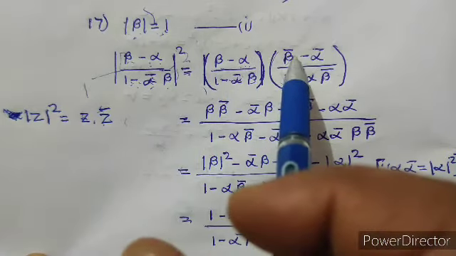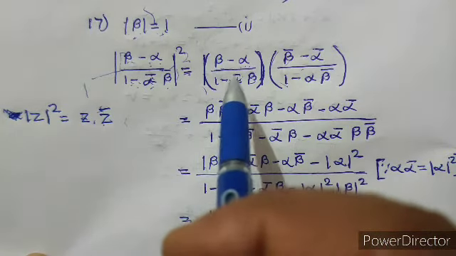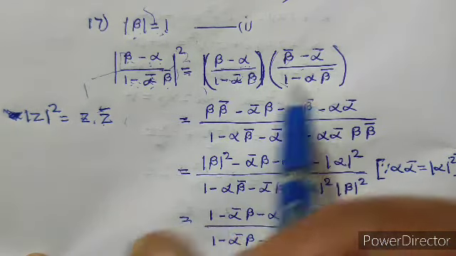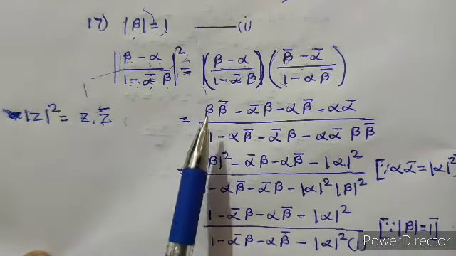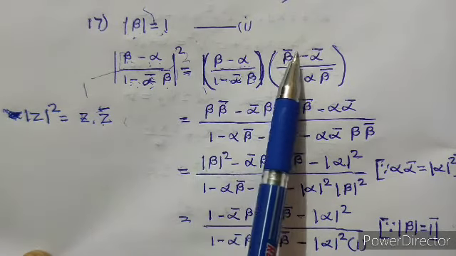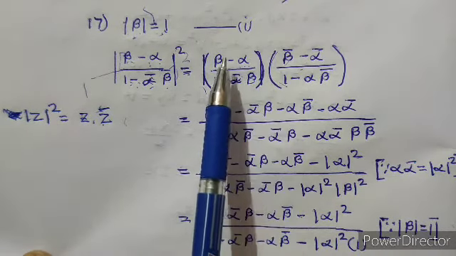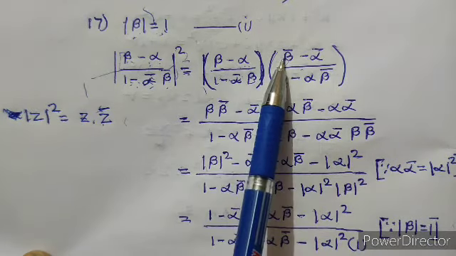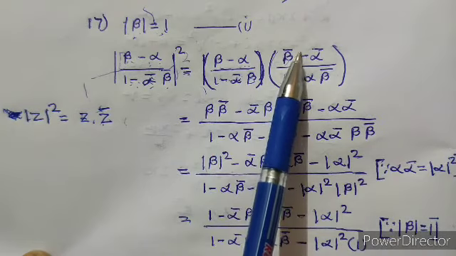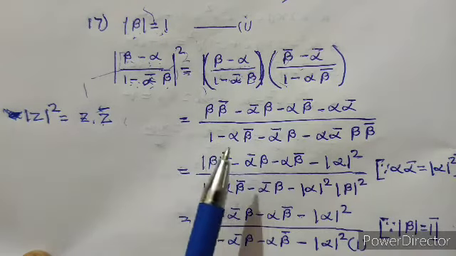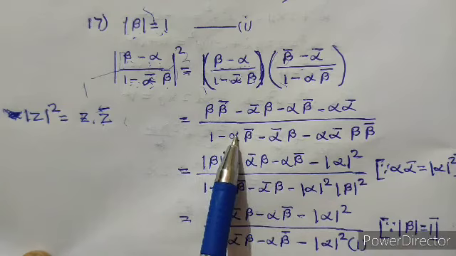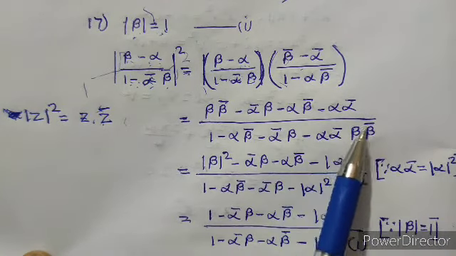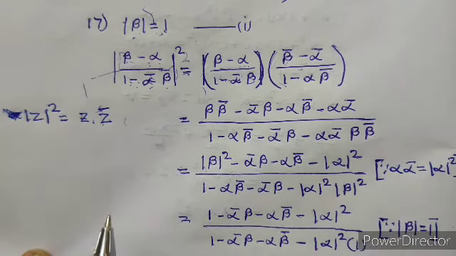That means beta conjugate minus alpha conjugate upon 1 minus conjugate of alpha conjugate, that will be alpha into beta conjugate, and this will be equal to beta into conjugate of beta minus beta into alpha conjugate minus alpha into beta conjugate minus alpha into alpha conjugate upon 1 minus alpha beta conjugate minus alpha conjugate beta minus alpha alpha conjugate and beta beta conjugate.